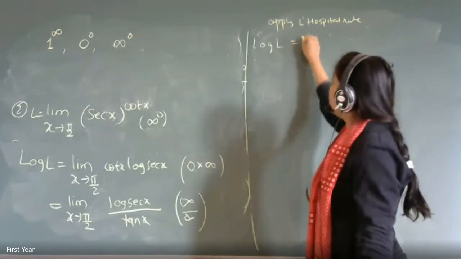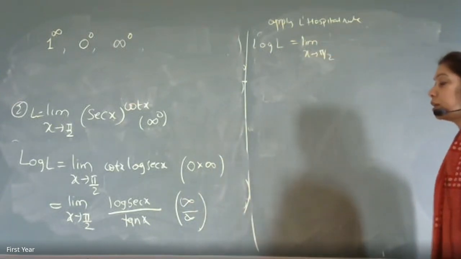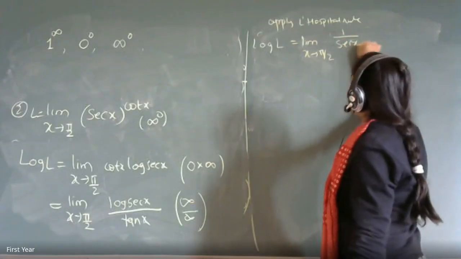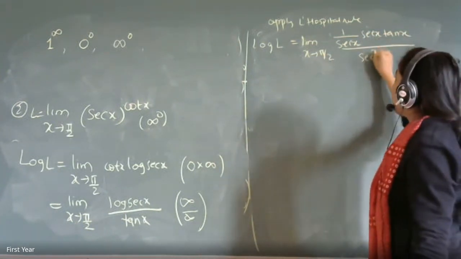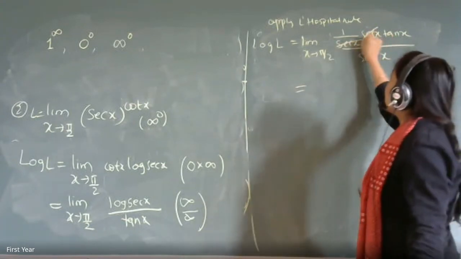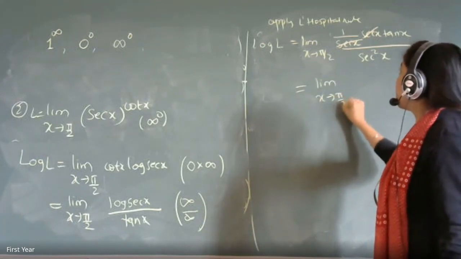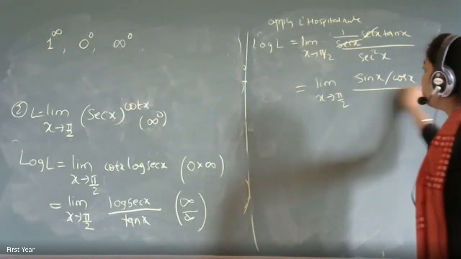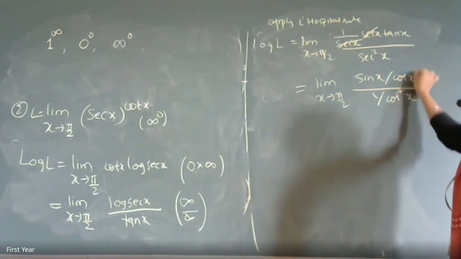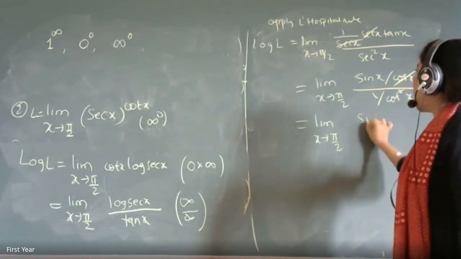So then it's equal to the limit x goes to pi by 2. What's the derivative of log of sec x? 1 by sec x into the derivative of sec x. That's 1 by sec x times the derivative of sec x, which is sec x tan x. So this one can cancel. Limit x goes to pi by 2, sin x cos x into 1 by cos square x. So one cos x cancels, and your limit becomes limit x goes to pi by 2 of sin x into cos x.